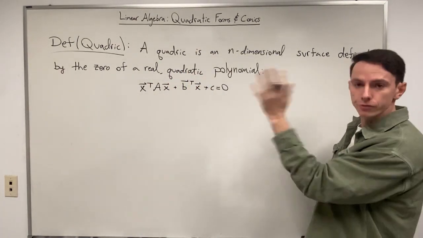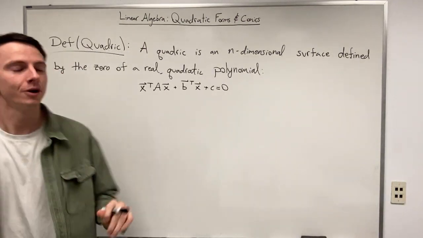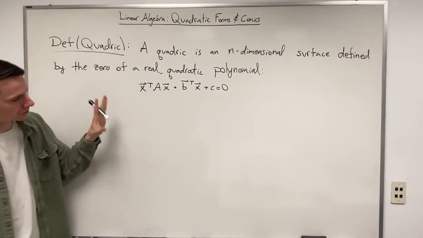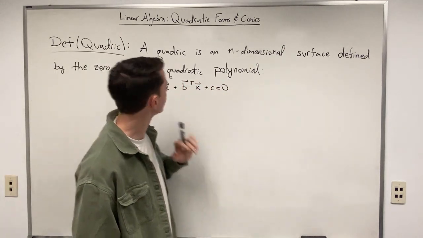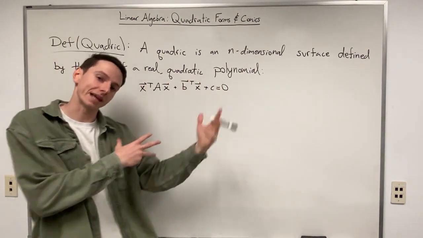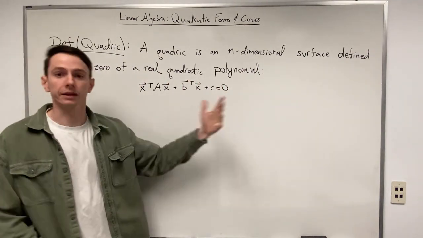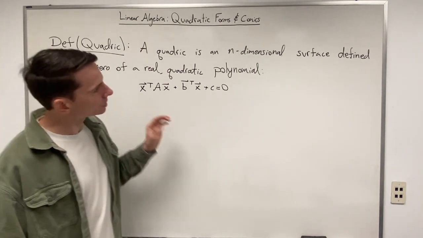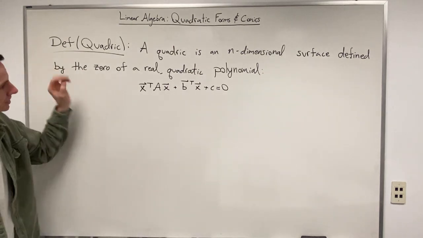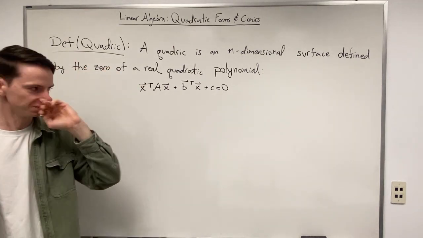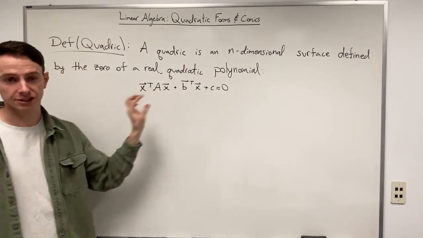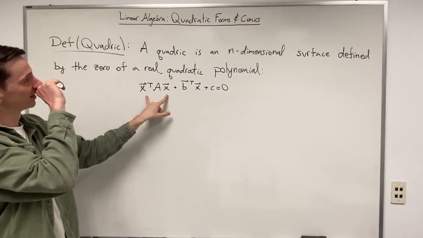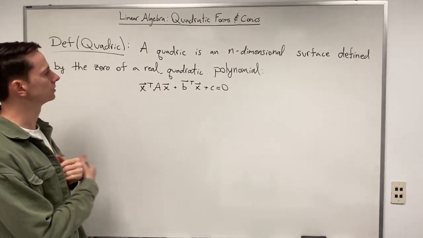All right, so for the final definition of the video, we have this thing called a quadratic here. So let's go through it together, and then we're going to show how we can rewrite what a quadratic is so it's in that convenient form that we've shown in the previous whiteboards. So we have right here that a quadratic is this n-dimensional surface that is defined by the zero of a real quadratic polynomial. And it is written like this, where the first term is this thing that looks like the quadratic form that we've been looking at so far.